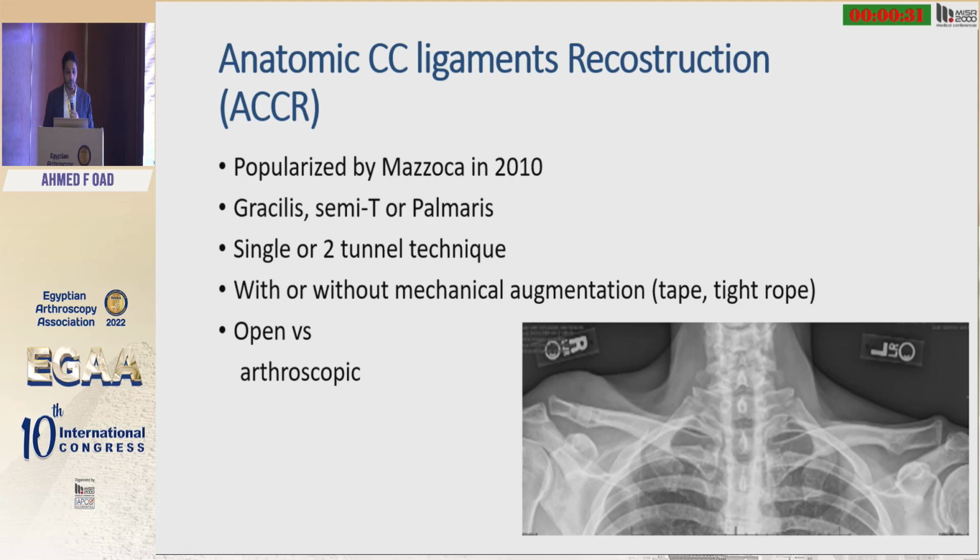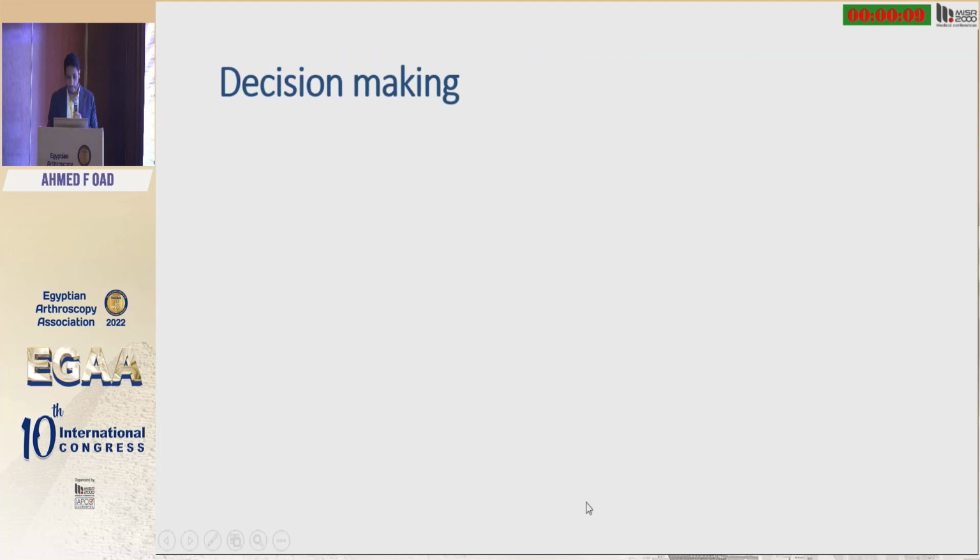The anatomical reconstruction has been popularized by Mazzocca in 2010 using autografts, gracilis or semitendinosus or palmaris, using a single tunnel or double tunnel technique with or without mechanical augmentation. And again, it can be used open or arthroscopic, and the graft is looped under the coracoid with 2 tunnels for the conoid and trapezoid tunnels.